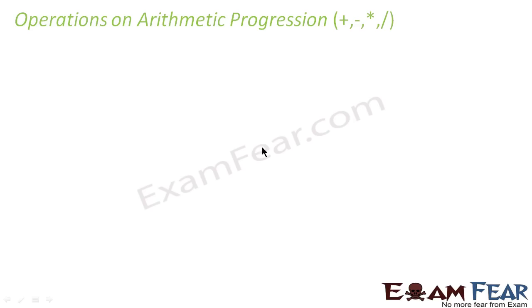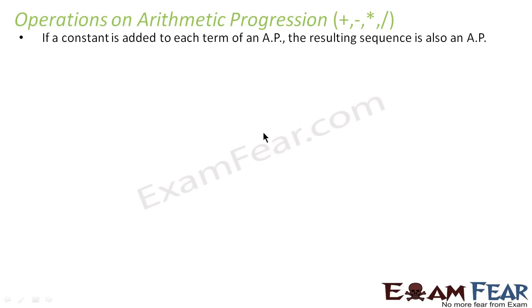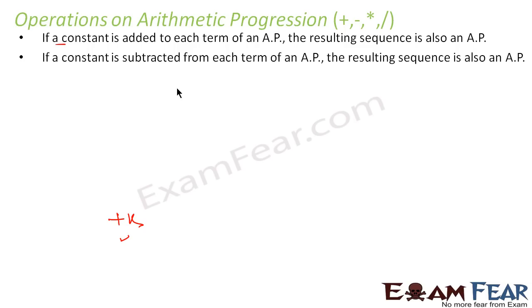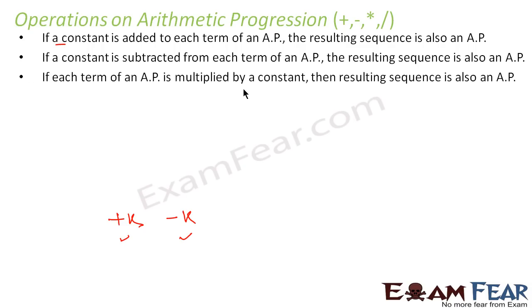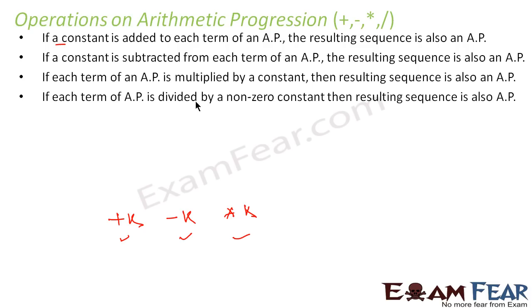Now let's go through the operations which we can perform on any arithmetic progression. If a constant is added to each term of an AP, the resulting sequence is also an AP. That means the addition rule holds true, that is, plus k holds true for an AP. Similarly, if a constant is subtracted from an AP, the resulting sequence is also an AP, that is, minus k also holds true. If a constant is multiplied to an AP, that also becomes an AP, so times k is also true. And if you divide by a non-zero constant, that also becomes an AP, so divide by k also holds true.